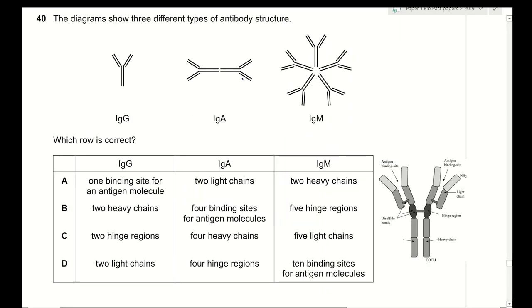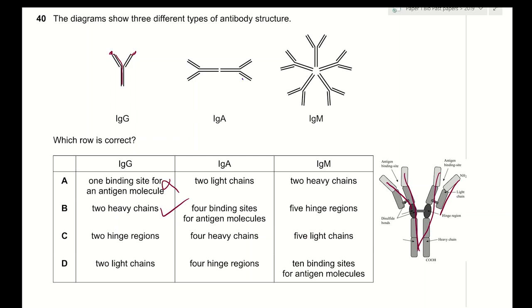Question number 40, the diagram shows three different types of antibody structure. Which row is correct? Now, for A, immunoglobulin G, one binding site for an antigen molecule. As we can see here, we have two binding sites. Therefore, this is incorrect. Now, for B, two heavy chains. Yes, in immunoglobulin G, we can see here that the long ones are the two heavy chains. We have two of them. And there are two light chains. Therefore, this is correct.